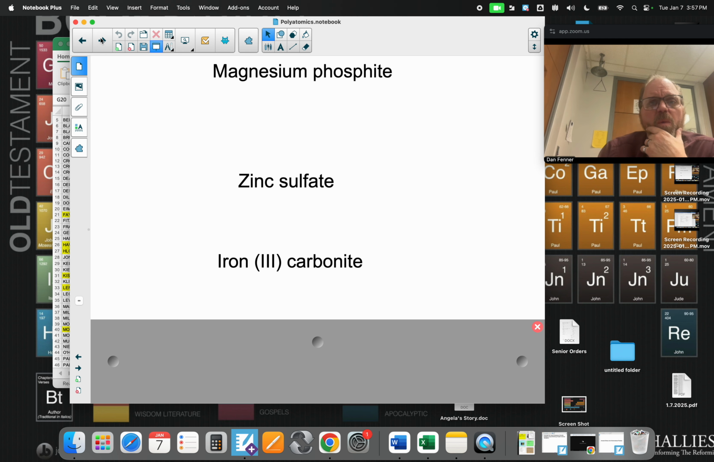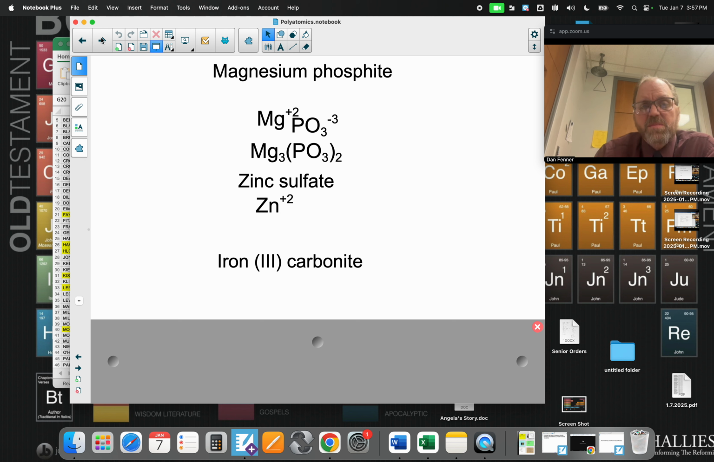Magnesium phosphite. Well, magnesium is Mg. Phosphite, P, inside the box, PO3. Oxidation number is magnesium's +2. Phosphite's -3 doesn't equal 0, so we swap them down. So when you swap them down for the phosphite, put parentheses around that. All right, zinc +2. Sulfur's inside the box again, so that's going to be SO4, the charge there is -2. That equals 0, so it's ZnSO4.